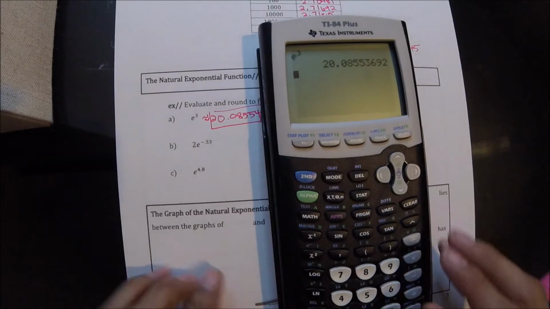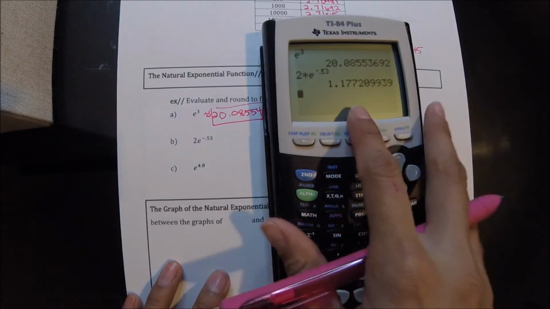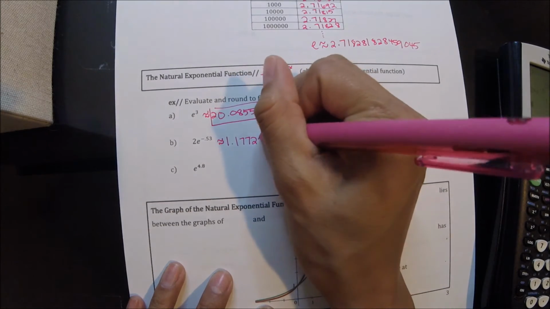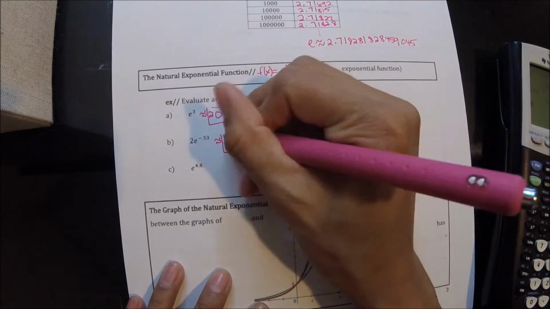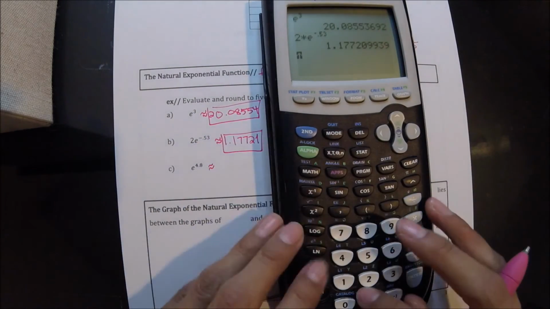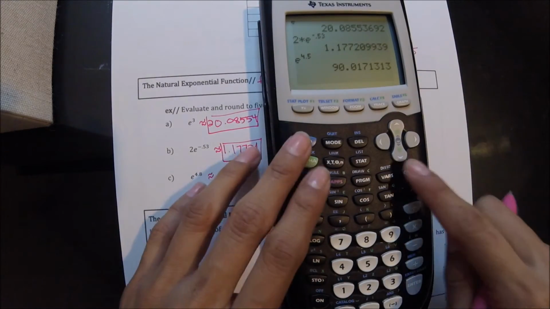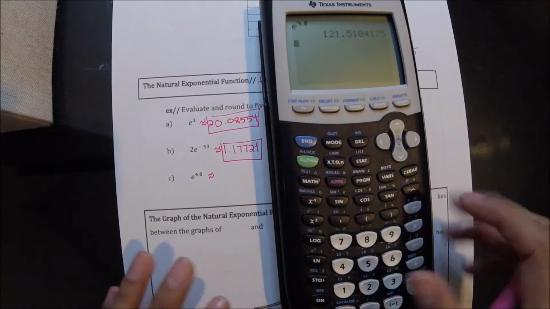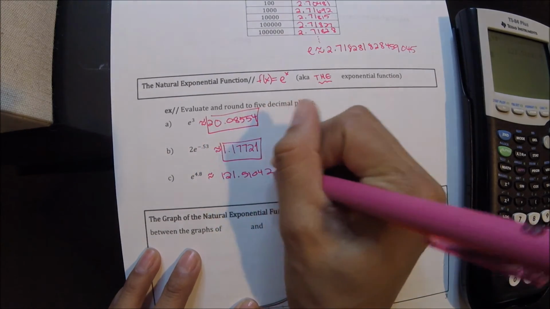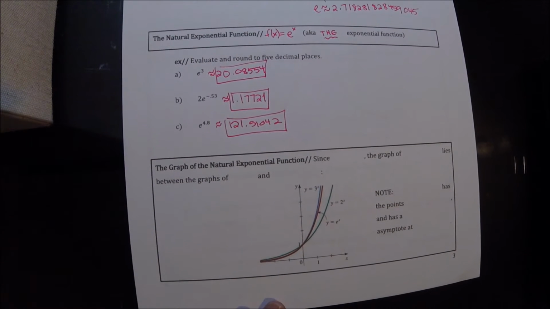Okay, do another one. 2 times e to the negative 0.53. It's approximately 1.17721 if I round to 5 decimal places. And do e to the 4.8. Oops, put in the wrong number. e to the 4.8. So it's approximately 121.51042. Okay. So you definitely need a calculator to be able to do those.